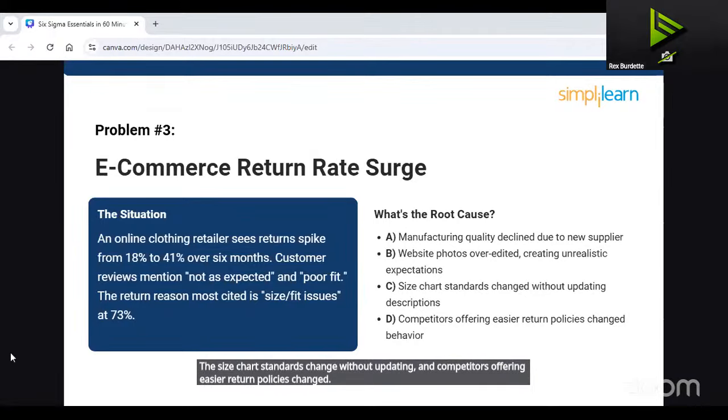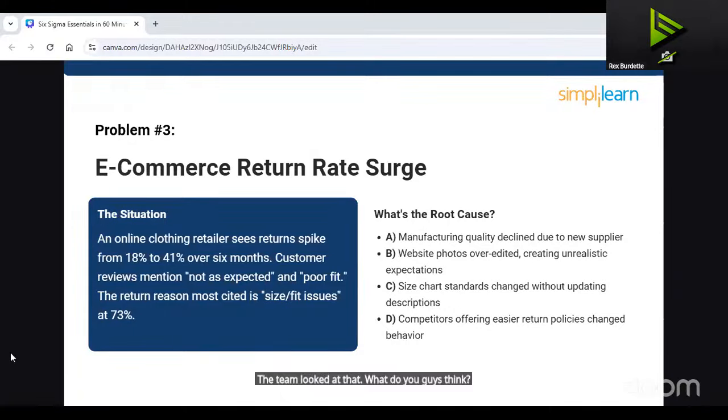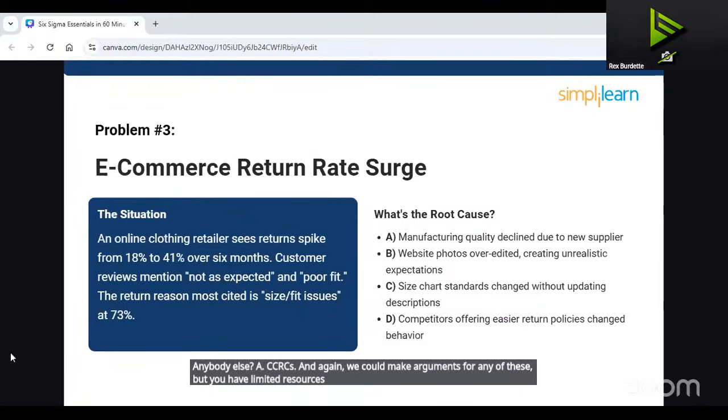So, team, look at that. What do you guys think? Sorry, I apologize, we're running close on time. Likely C, likely A. Anybody else? A, C, C, a lot of C's. And again, we could make arguments for any of these, but you have limited resources, so you have to pick the one you think is most likely. And your team came up with, next slide, please.